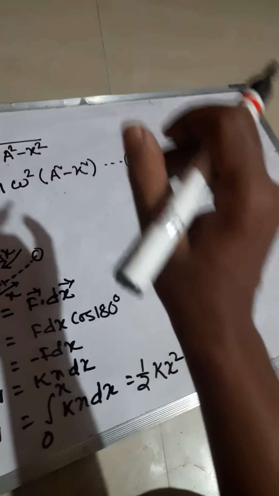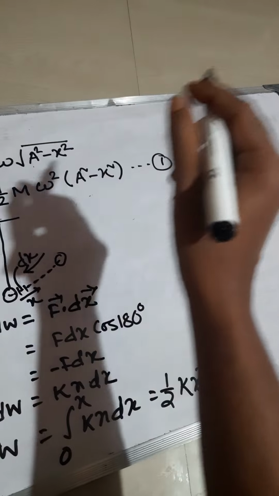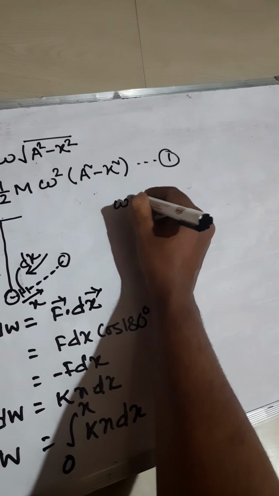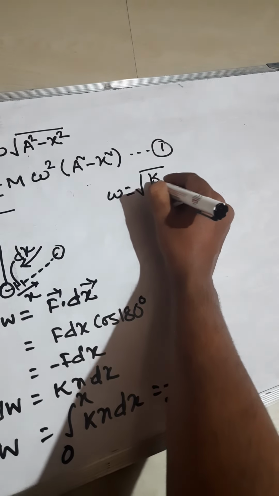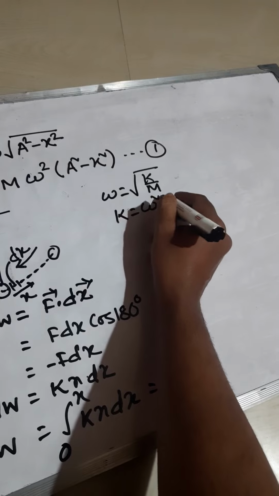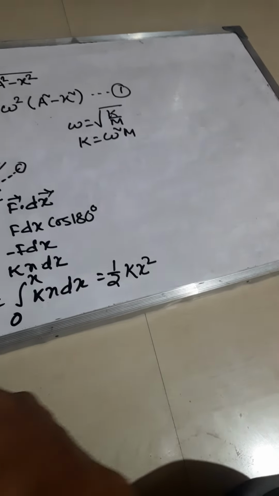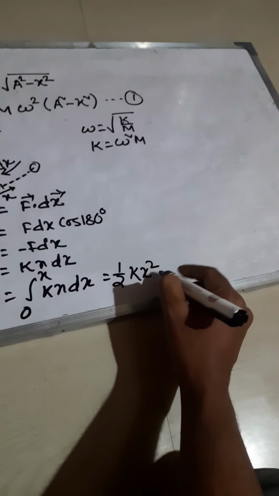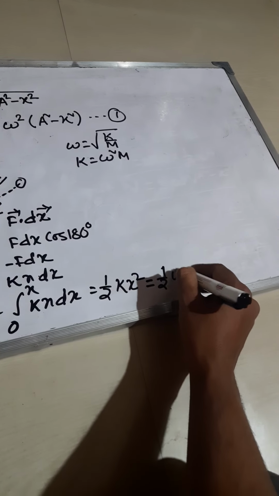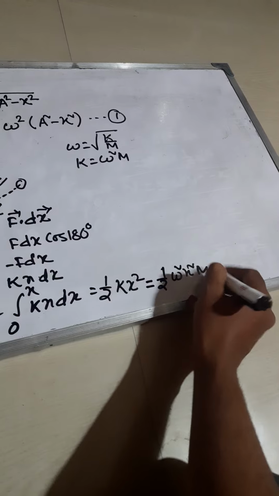Again, from the equation of motion of a body executing simple harmonic motion, we know that omega is equal to root over k by m, that is k equals omega square m. So the expression of the potential energy is taken in the form half m omega square x square.